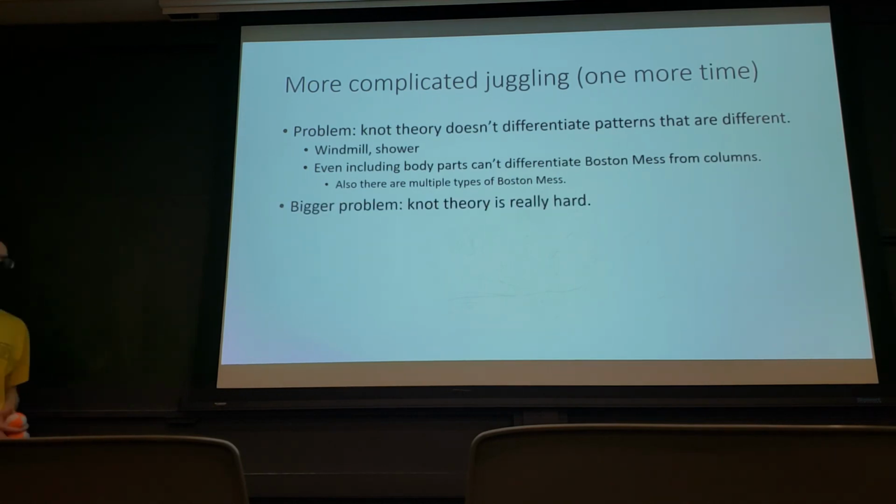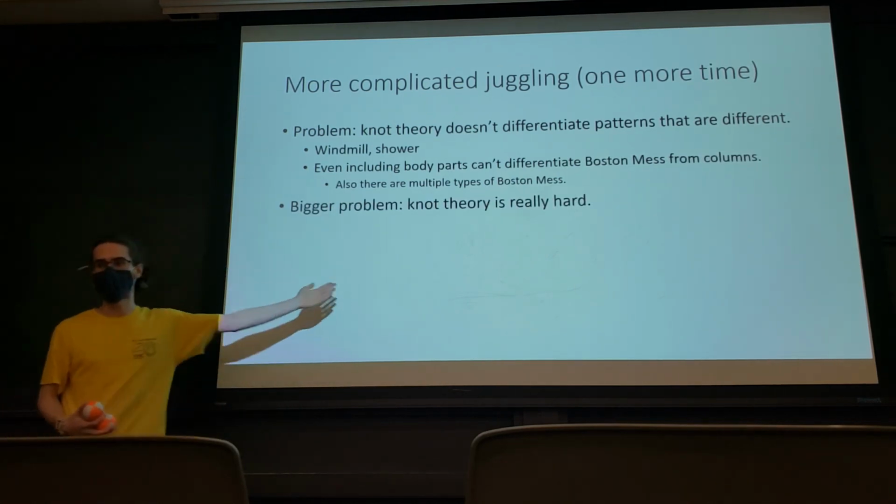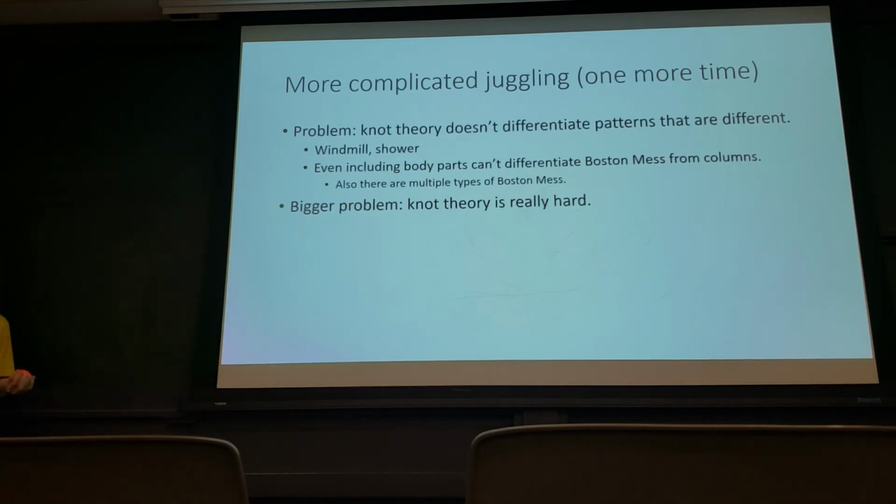And well, the bigger problem is that knot theory does solve the problem. If you get two different knots from two different patterns, you do know that they're different patterns. That is true. But the bigger problem is that knot theory is really hard, and telling whether two knots are the same or different is really, really, really hard. It's computationally difficult. It's theoretically difficult. So, you know, we've solved some problems, but at what cost?